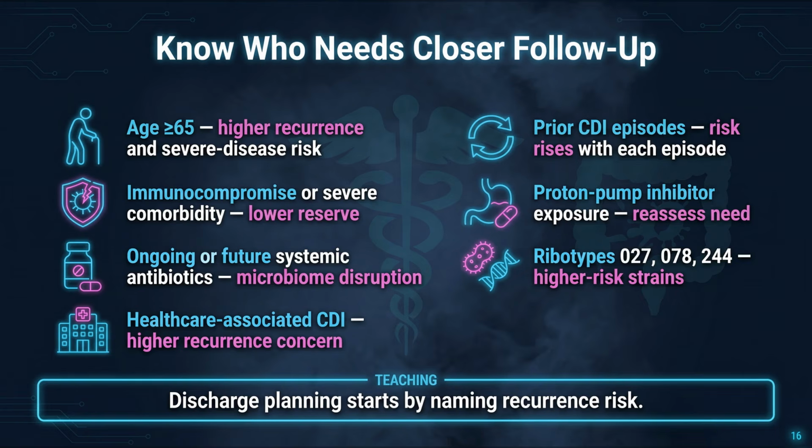Recurrence planning starts before discharge. Older age, immunocompromise, severe comorbidity, ongoing systemic antibiotics, healthcare-associated infection, previous C. difficile episodes, and unnecessary proton pump inhibitor exposure should all increase your concern. Ribotypes 027, 078, and 244 are classically higher risk strains. Ribotype 027, also called NAP1/BI, has been associated with fluoroquinolone resistance, binary toxin production, and worse outcomes in outbreak settings.